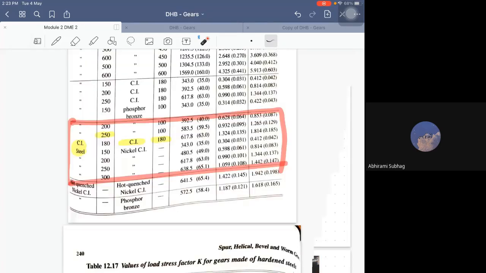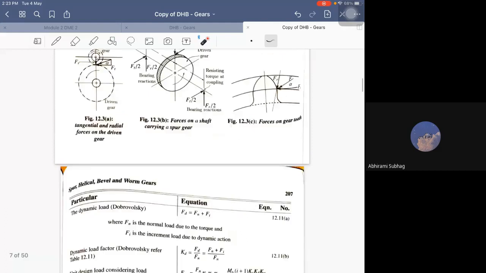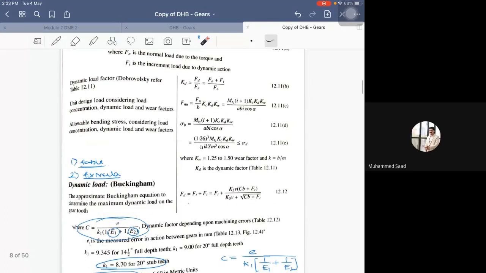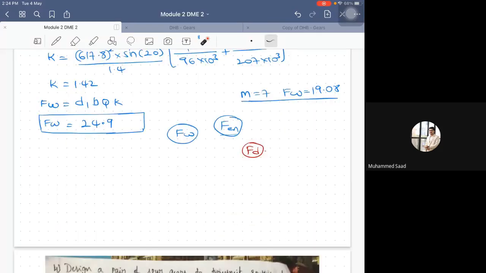You can even check in the handbook also. What was the page number from which we picked up the formula for FW? 208. See here, even here he has mentioned FW should be greater than FD. That means FD should be smaller, isn't it? Yes or no? So what I told you is FD, the dynamic load, should be less than all the loads you have calculated.